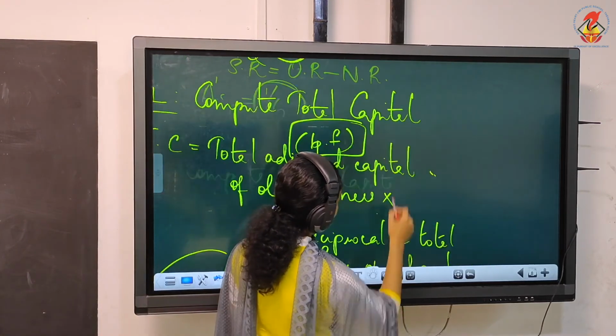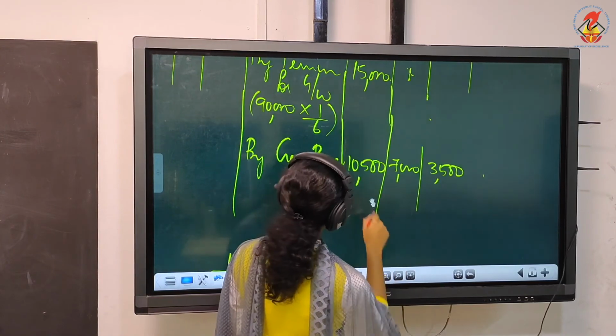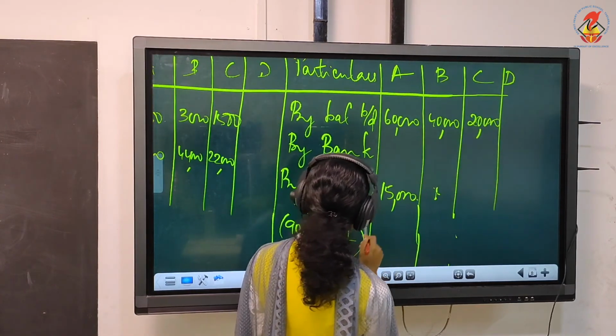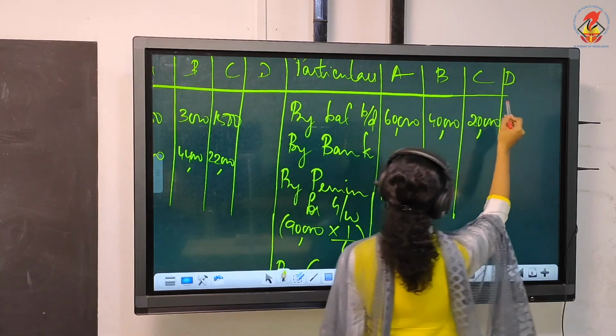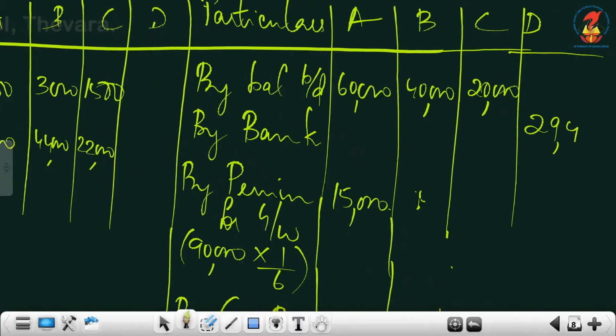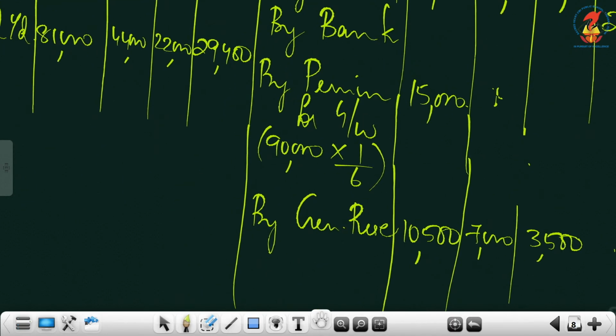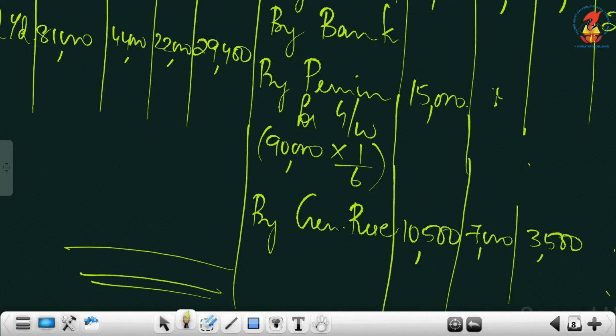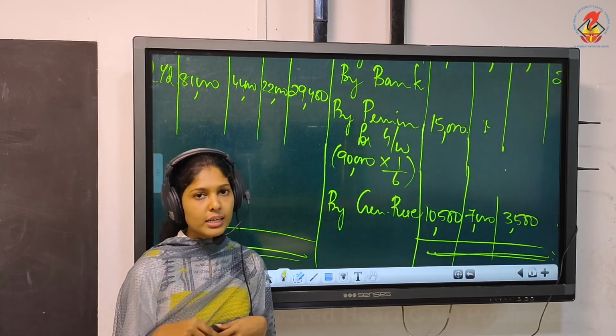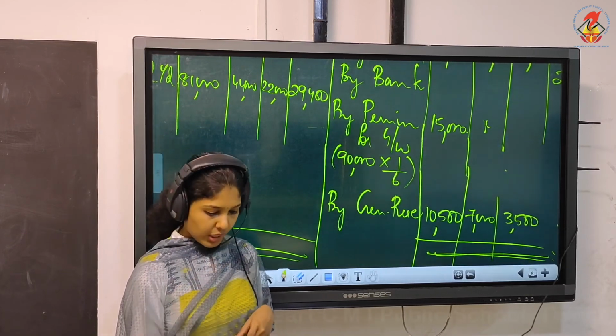So 29,400, where will you write it now? Against that, by bank, here you have to write 29,400. Now you can write the balance carried down in this column. Now you can write 29,400 here also. So this is how you have to close it. Write the totals and close it. So this is how you have to do adjustment of capital under second method.